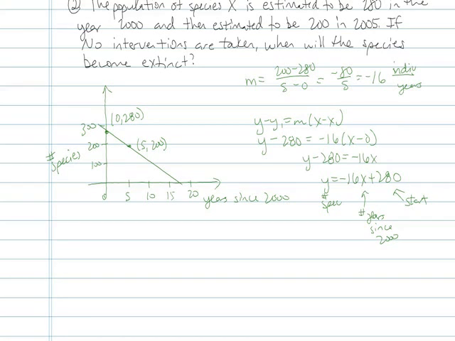Using that, I can find when it will be extinct. That's when my y value is 0. Subtract 280 from both sides. Divide both sides by 16, and I end up getting 17.5. That means the year 2017 is when I can expect my population to be extinct. And that's pretty close to what I got when I graphed it. So you can see that intercepts have a really important role when you're looking at linear relationships represented in graphs or in word problems.